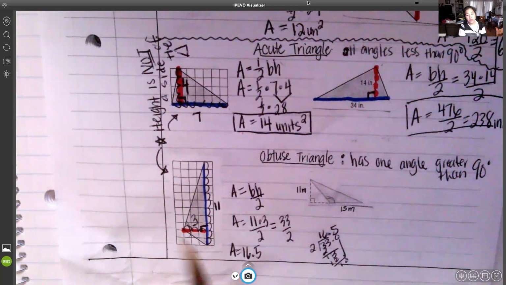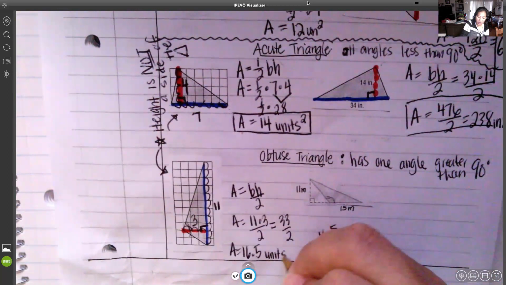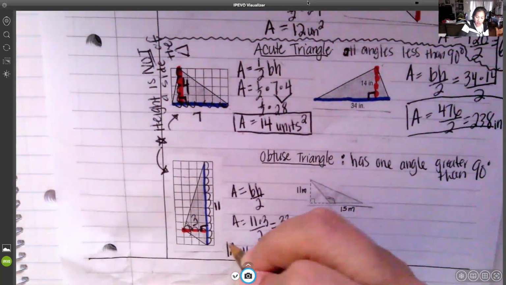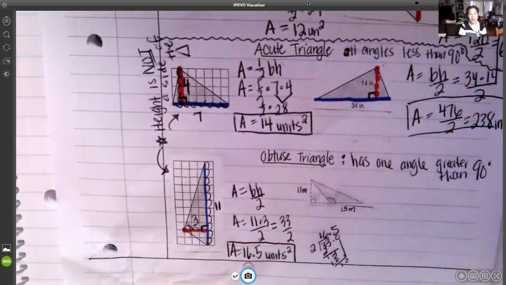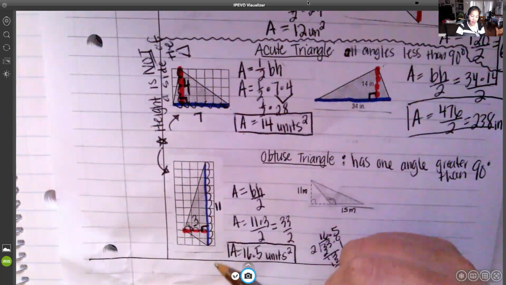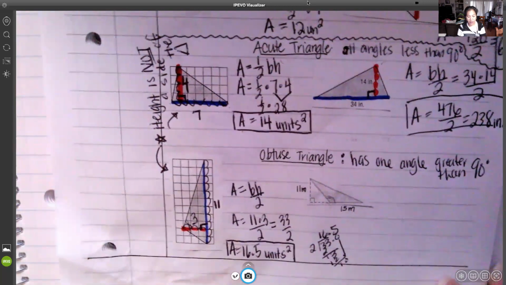Since we don't know what units these are, we're going to use the word units. And then we're going to have this squared, remember, because area is measured in squared units. So this triangle has 16 and a half square units inside of it. And that's the space inside here. We could probably count them and put things together to count all that.